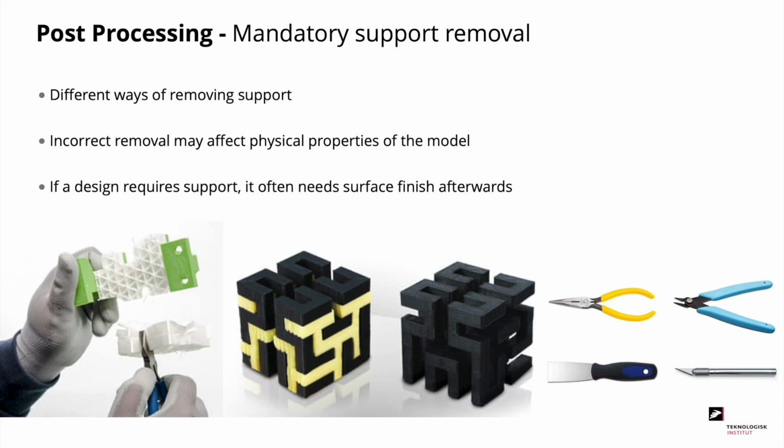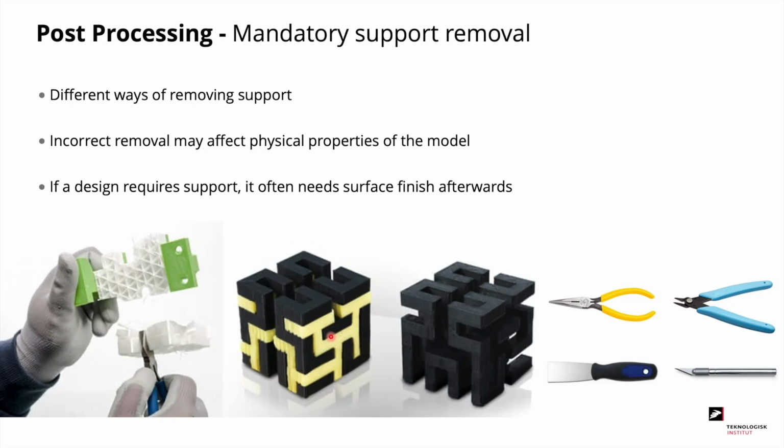First, we have the mandatory post-processing, which is removing the support structures. And there are several different ways this can be done. It can be done manually with pliers, as you can see in the picture here. You can also use dissolvable support structure, which dissolves in water or some kind of acid. If the support structure is removed in an incorrect way, you can damage the part and affect the physical properties of the part itself.